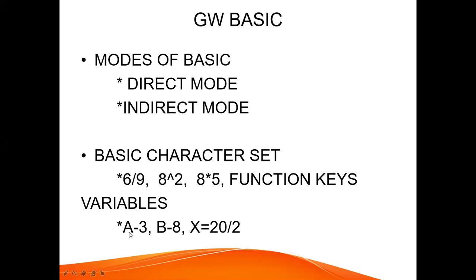These are the variables and these are the values, right? This is the variable and this is the value. It means that you have a block in the memory with the name of A, in which the 3 resides there. Okay?